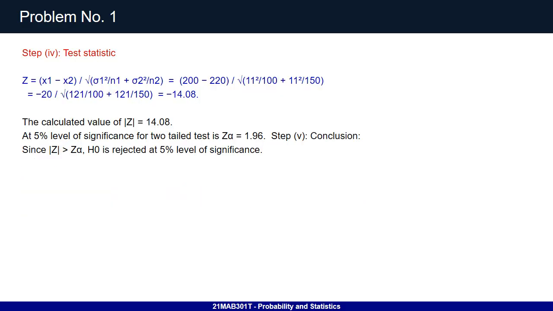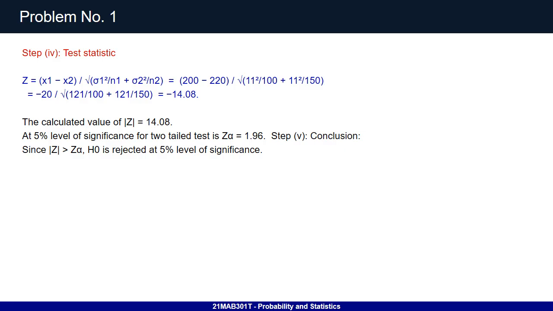So by applying the values in the test statistic, we get the value of Z to be minus 14.08. Therefore, the mod of Z is going to be 14.08. So from this, we can conclude that at 5%, the calculated value is greater than the table value. Therefore, we reject H naught.